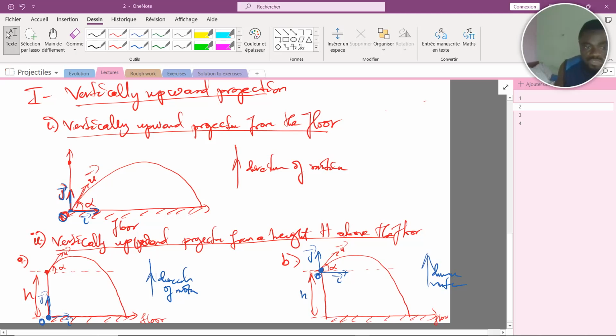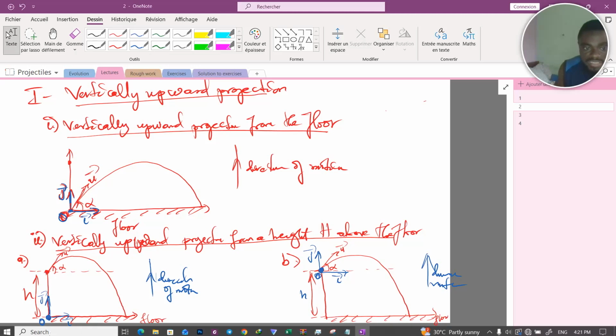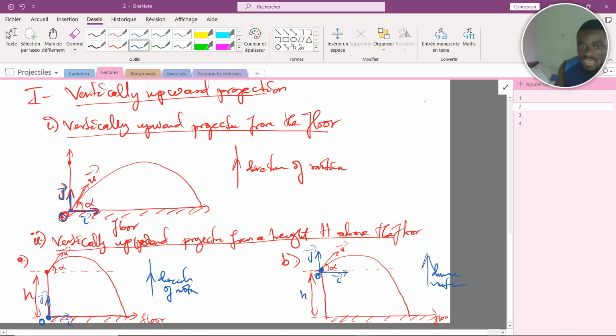From here, what can you understand? When your origin of reference is at this level, anything that will be upward will be what? Positive. And anything downward will be what? Negative. The same thing here. Anything upward here will be positive, and anything below this origin will be what? Negative. Is that okay? So, if in an exercise you are dealing with a vertically upward projection from a height h, if nothing is said about the point you should take as origin of reference, always take the point where the particle starts the motion as what?